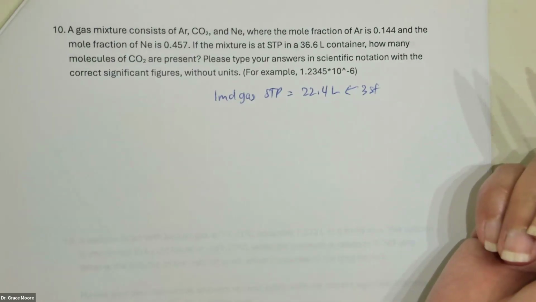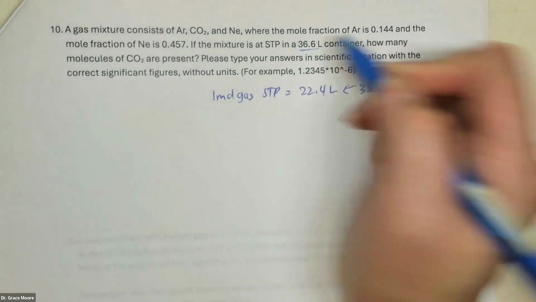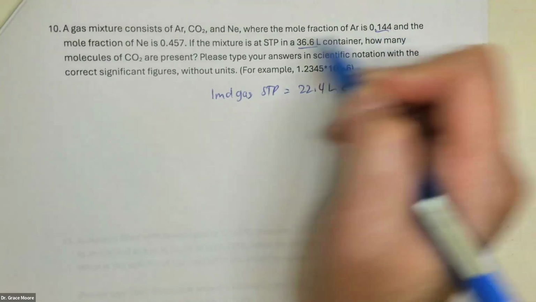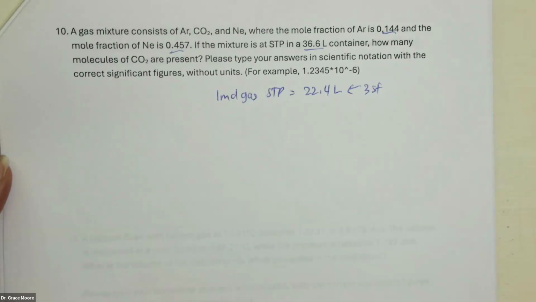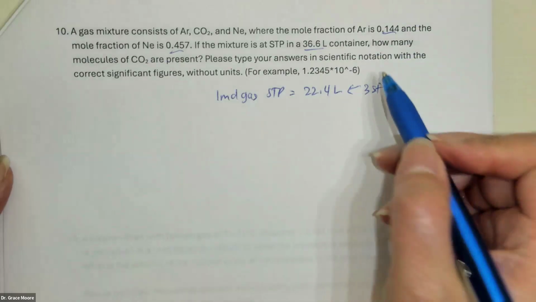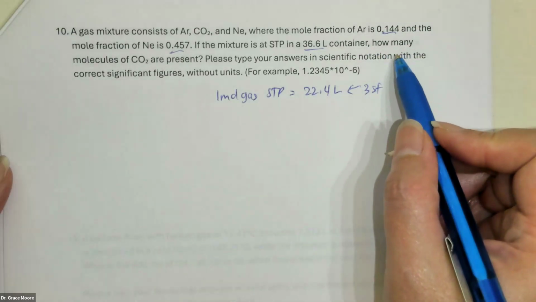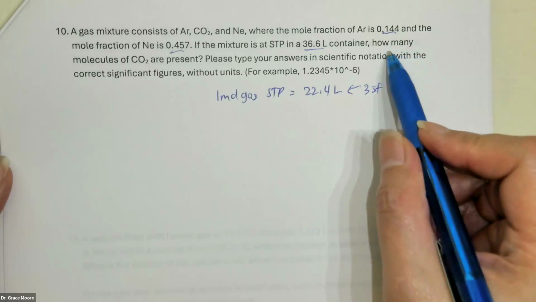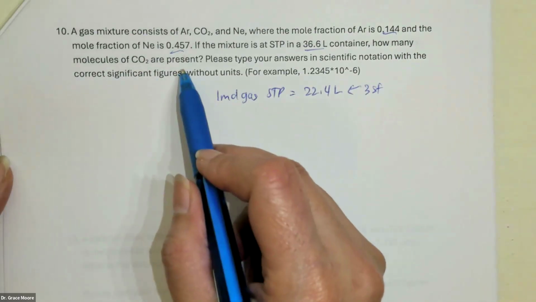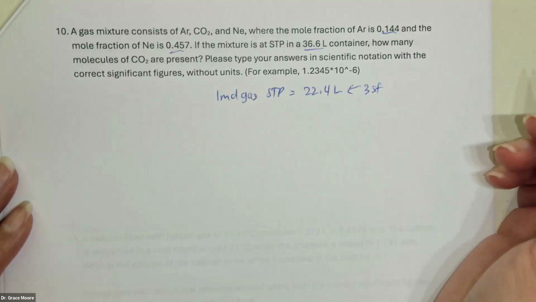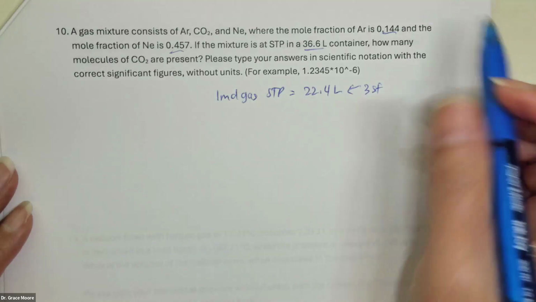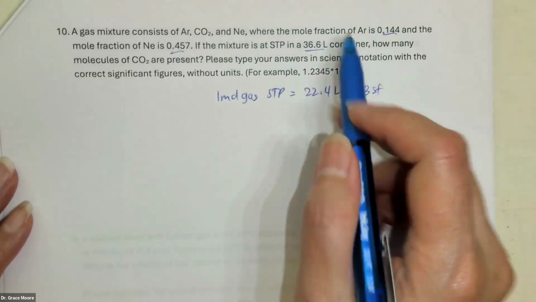And we have 3 sig figs here, 3 sig figs, 3 sig figs. So your answer is probably going to have 3 sig figs, but it's going to be in scientific notation, okay? Because instead of asking you for usually the moles or the grams, they're asking you for molecules of CO2, okay? So you're going to use Avogadro's number. But let's find out CO2's mole fraction because you have the 2 gases.